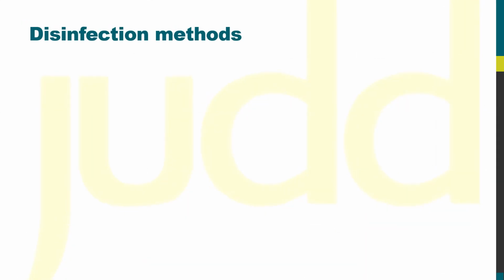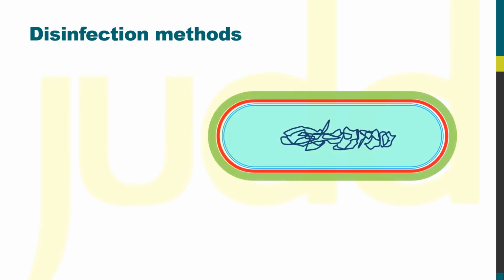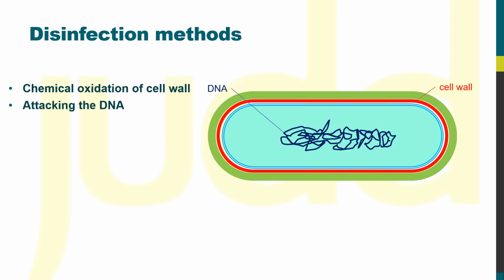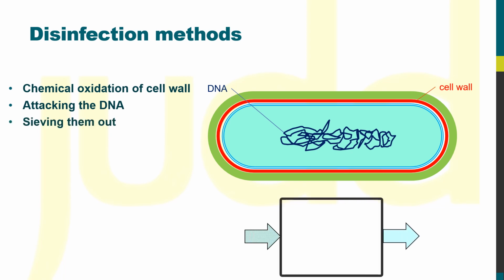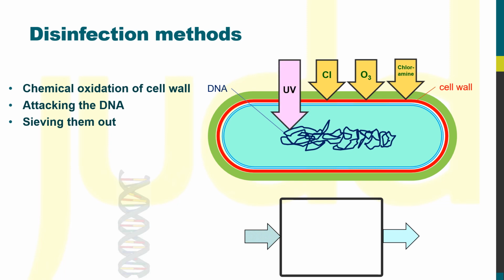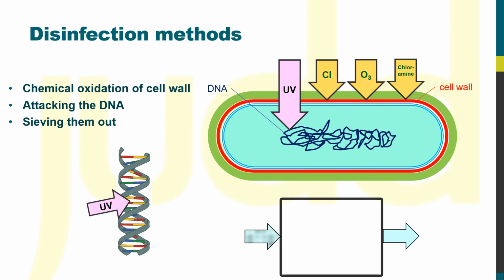There are three recognized ways of achieving disinfection or removal of pathogenic microorganisms, or pathogens: attacking the cell wall with chemical oxidants, stopping the pathogen from reproducing by attacking the DNA, or just sieving them out. The first of these is most widely achieved using chlorine, with ozone and chloramines also used and which act similarly. UV irradiation acts by penetrating the cell wall and breaking the bonds of the organic bases in the cell's DNA. Membranes simply physically remove the microorganisms, along with anything else larger than the membrane pores.